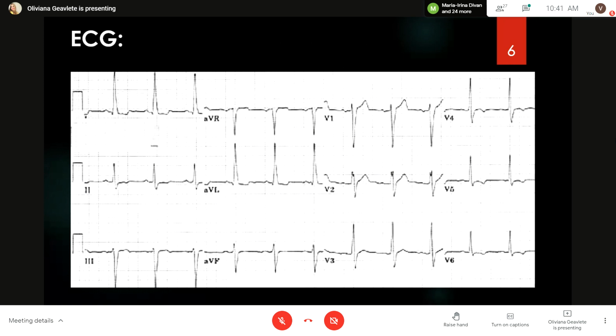We will have a very short session today. I can't wait to finish this case because we are not hearing ourselves very well and the connection is very poor and I don't know why. Let's see the ECG.